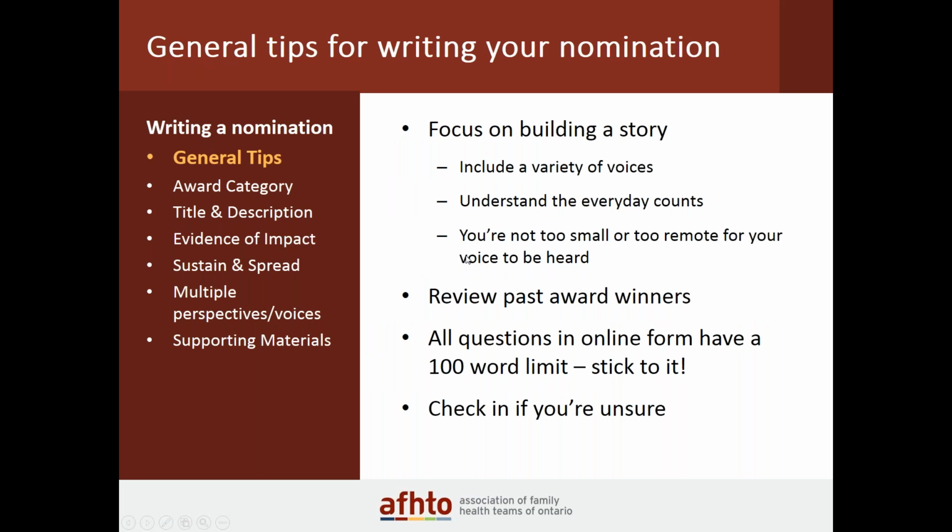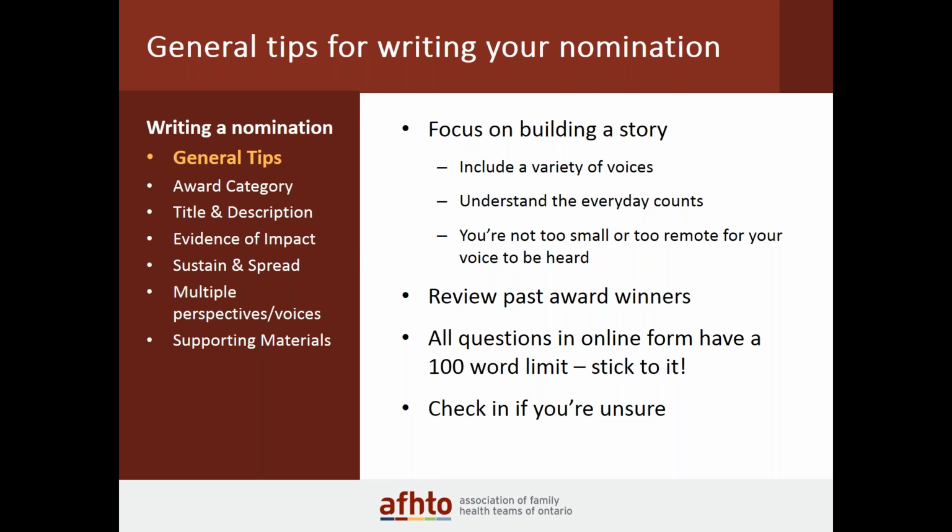So I'm going to start going through the tips on how to actually start writing your nomination, going through first the general tips, describing the award categories, and then what do you actually need to write? So your title, your description, showing your evidence of impact, sustainability and spread, how to include and show the multiple perspectives and voices and supporting materials, and also how that relates back to that evaluation criteria.